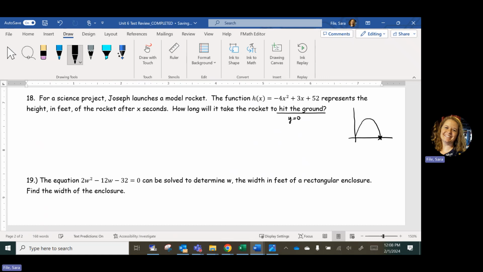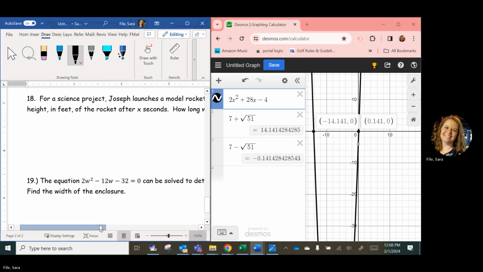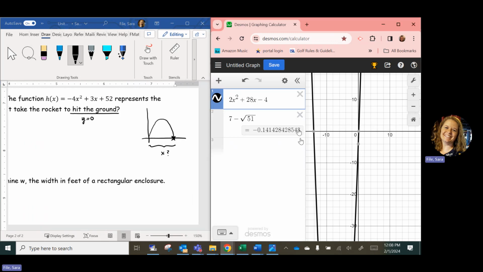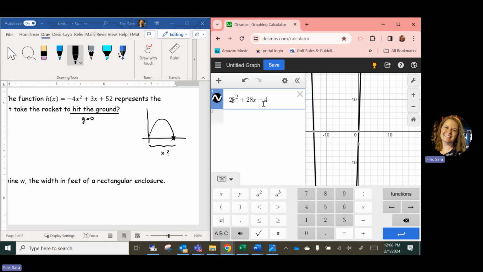Okay, and it wants to know how many seconds. So they're looking for that length there. How many seconds? What is the x value when y is 0? That's what the question is asking. So we're going to do this in the calculator. I'm going to type this equation in: negative 16 x squared plus 3x plus 52.